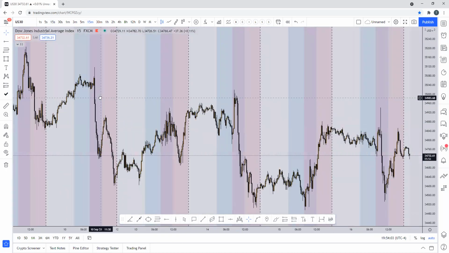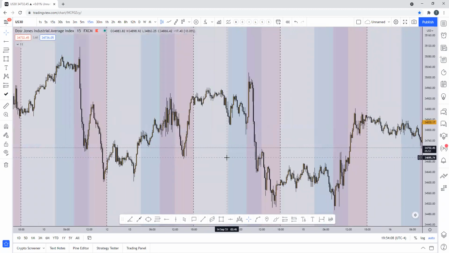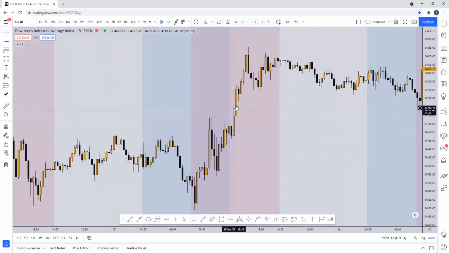The second type of imbalance I want to see is where the wicks are not touching. So let me look. From here to here, there's clearly the wicks are not touching. You see there's a small gap. That's imbalance. That's the second type. And these are in no particular order.